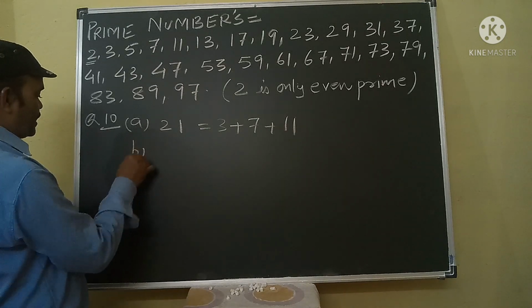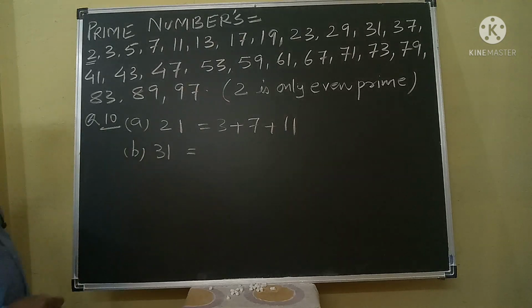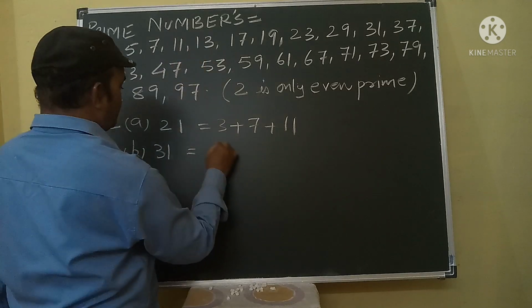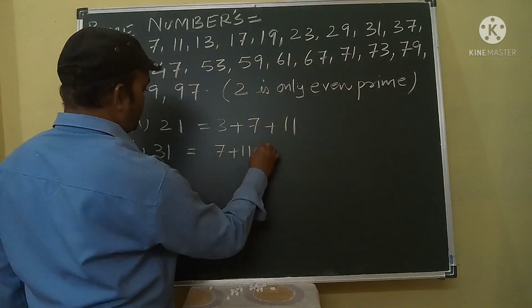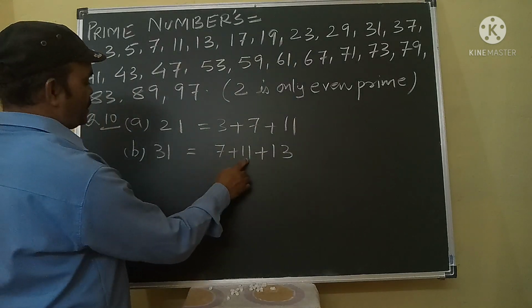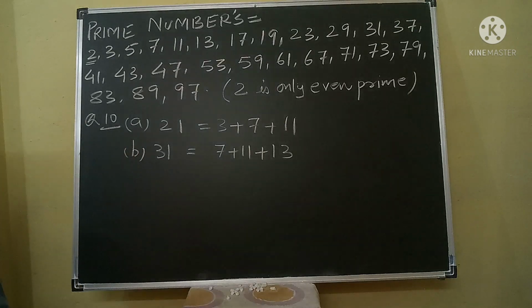Now, in 10 B, 31. 31 is the sum of which three odd primes? Look here. 7, 11 and 13. 7 plus 11 plus 13 will give you 31.